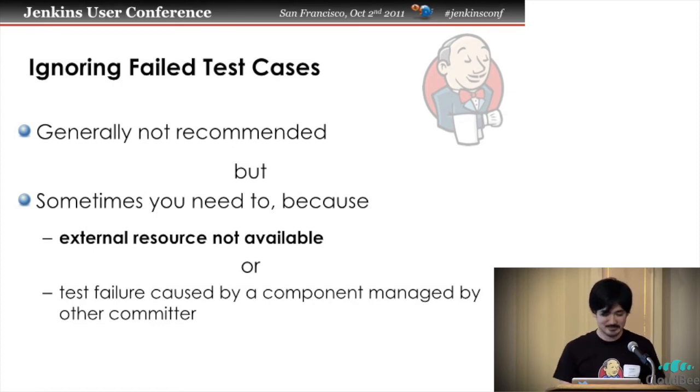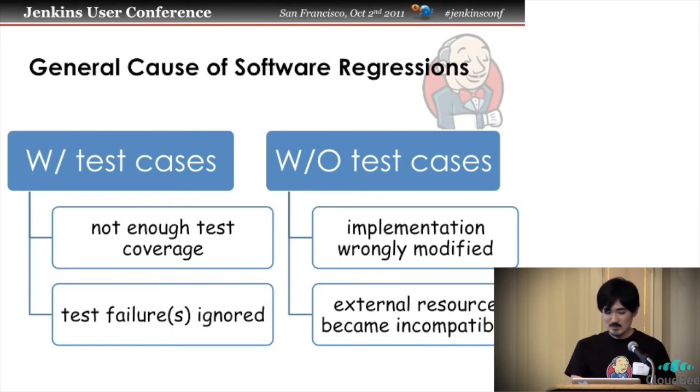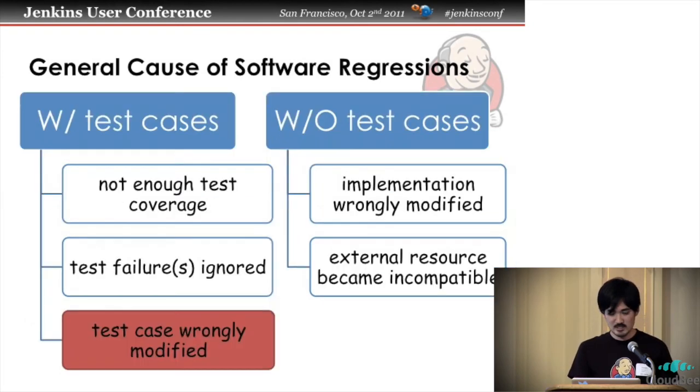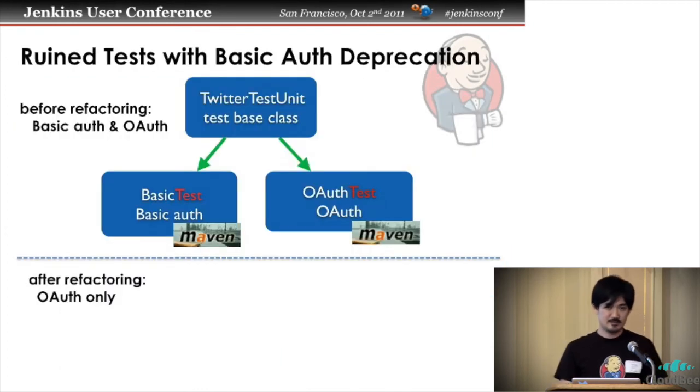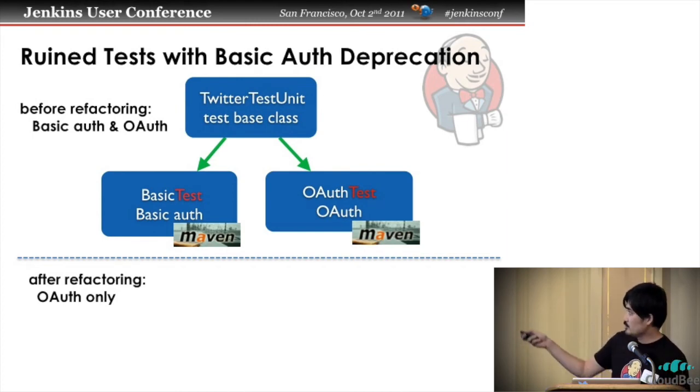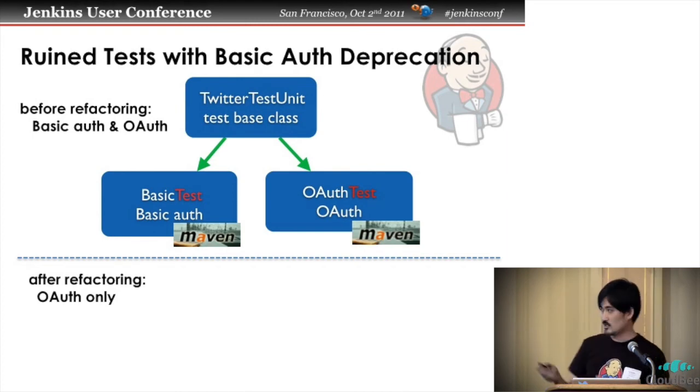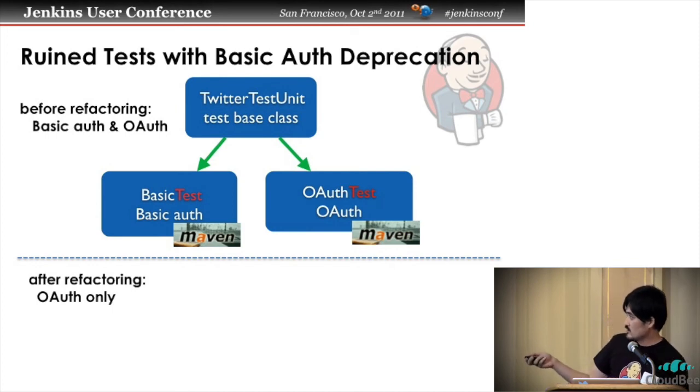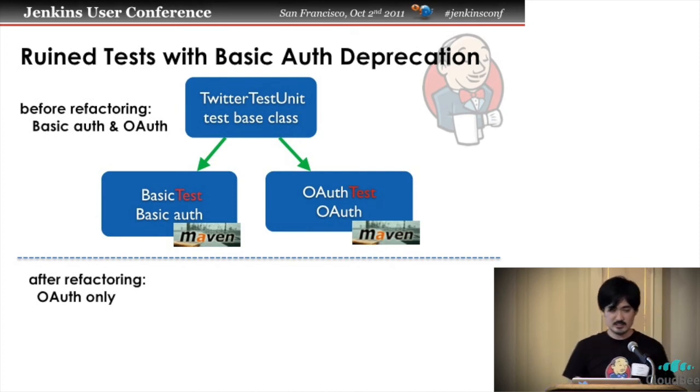That is a mistake. And one more thing I want to add in this diagram is test case wrongly modified. What does it mean? In Twitter4j, there is a major test class called Twitter Test Unit. It's a base class of two test cases. And there are two test cases inheriting the Twitter Test Unit. One is called Basic Test. Another one is OAuth Test.